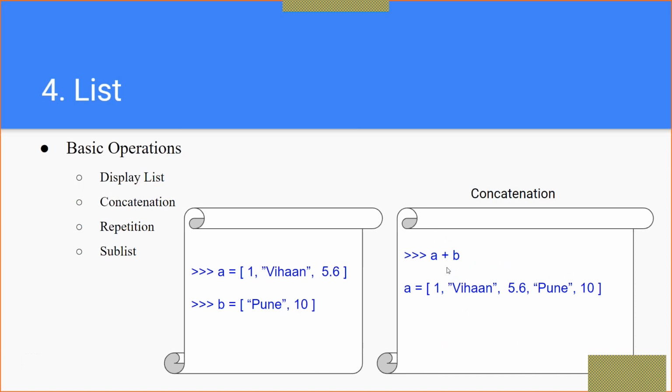Now the next one is how to concatenate. In strings also we used the plus operator to concatenate two strings. Similar to that, we can use the same operator to concatenate these two lists.